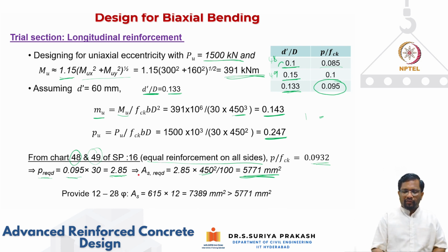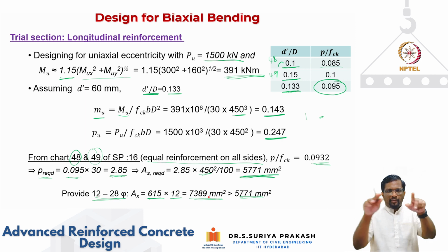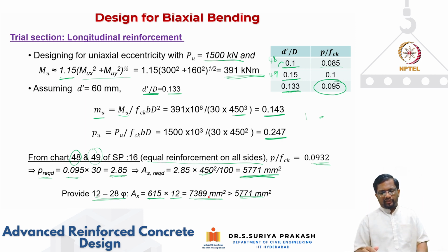So I'm saying always, we have to put a symmetrical reinforcement. So we are providing 12 numbers of 28 mm diameter bars. For each 28 mm diameter bar, I get 615 mm square. So when I multiply by 12, I get a total area of 7,389 mm square, which is slightly on the higher side. In fact, because I want to keep the symmetrical reinforcement, that's why I need to come up with it.